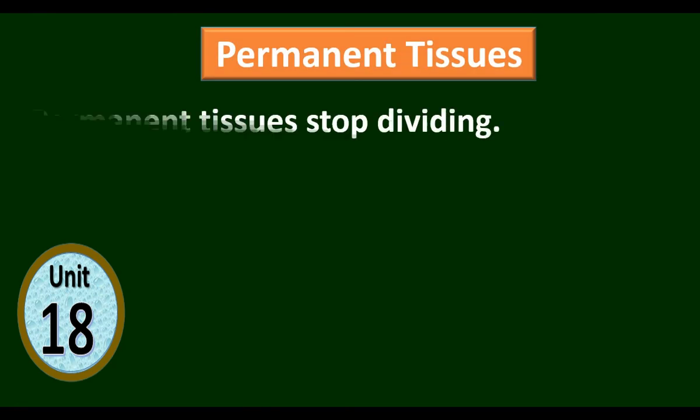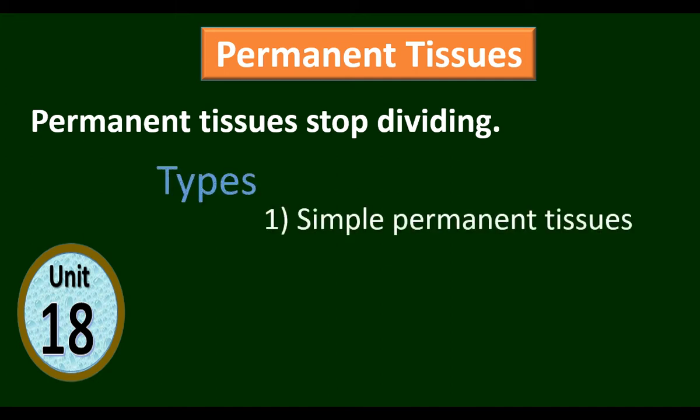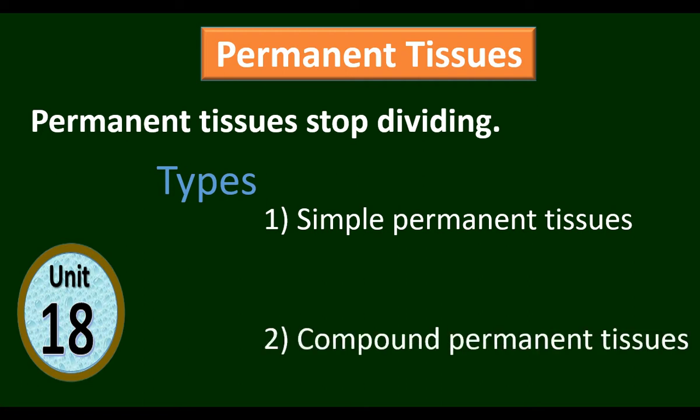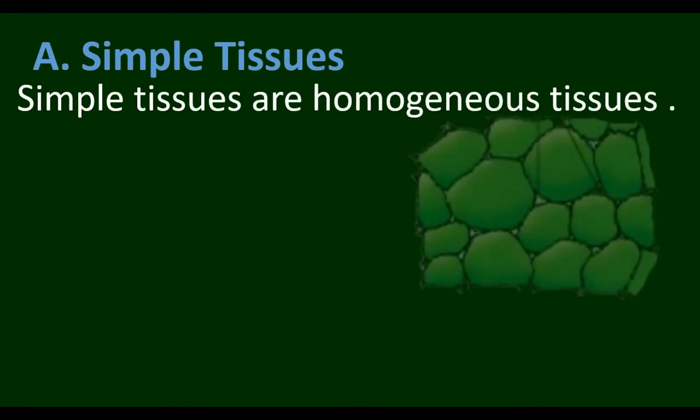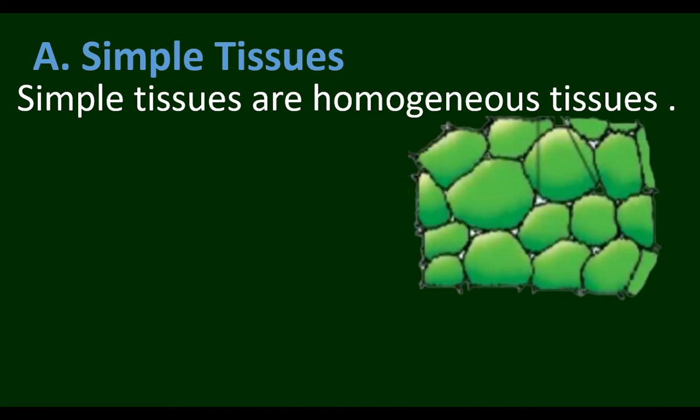Permanent tissues stop dividing temporarily or permanently. They do not divide continuously as meristematic tissues. There are two types of permanent tissues. They are simple permanent tissues and compound permanent tissues. Simple permanent tissues are homogeneous tissues. That means they are made up of only one type of cells.